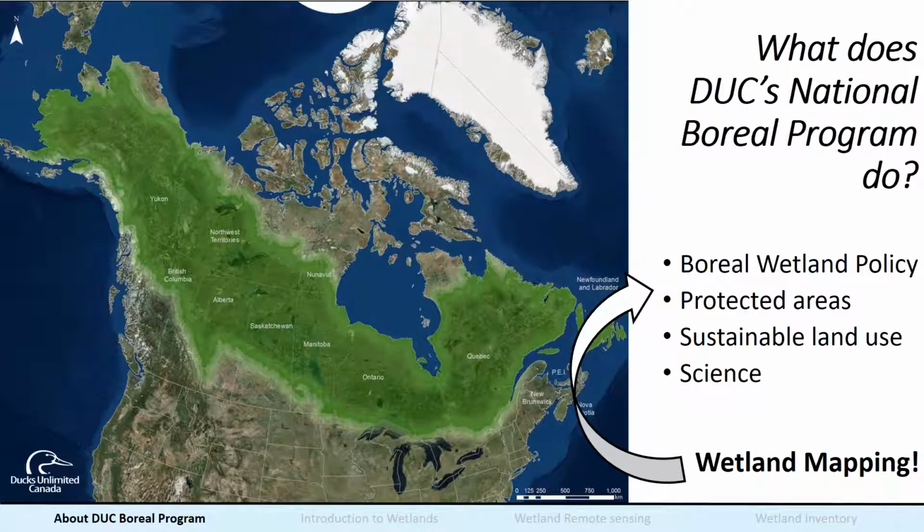So what does the National Boreal Program do? Well, the Boreal Program has 20 years of experience working with government, Indigenous people, and industry to develop comprehensive science-based solutions for conserving boreal wetlands. Specifically, our program handles boreal wetland policy, protected areas, and sustainable land use, and science, focusing on conservational activities that threaten waterfowl and their habitat. And wetland mapping is a part of these processes to help find solutions.